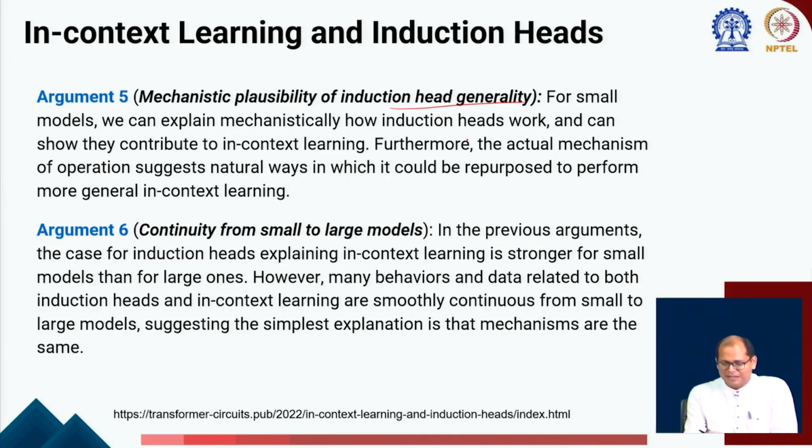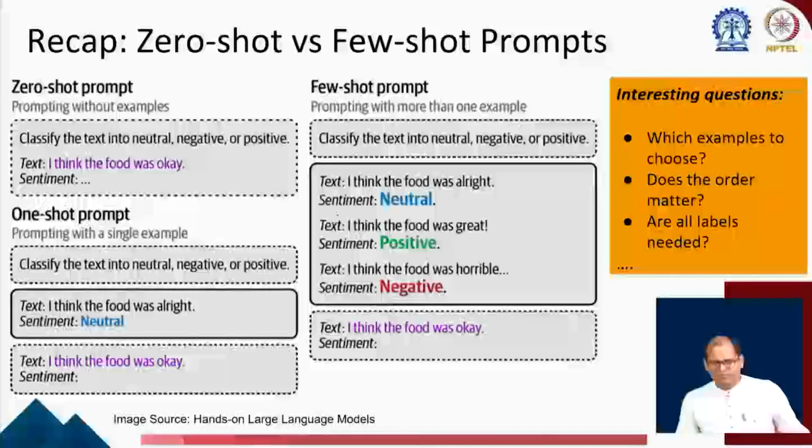And then they make an argument about the continuity from small to large language models. While they have shown everything in small language models, there are many behaviors and data related to both induction heads and in-context learning that are smoothly continuous when they go from small to larger models. So the simplest explanation of why this is happening is induction heads. This is not directly seen, but in the experiments, when they increase the size of the language models, they continue seeing this behavior, and that is the hypothesis: this actually happens in large language models also for the same reason.